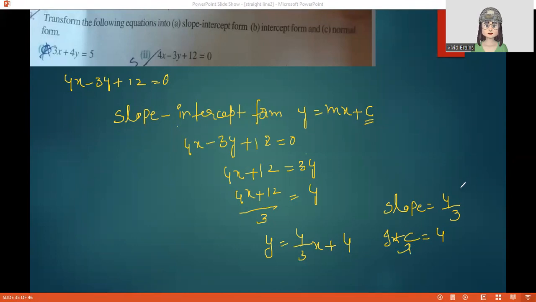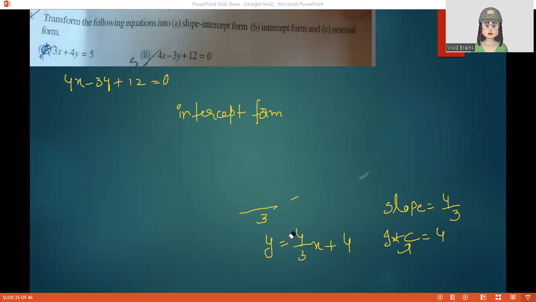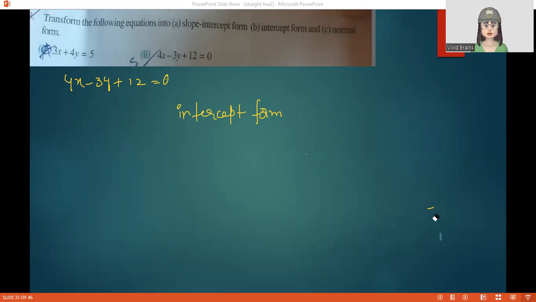Let us do the intercept form of this question first, and then we'll do the first question. The intercept form is x by a plus y by b is equal to 1, right? So according to the intercept form, we will write the given equation in our intercept form.